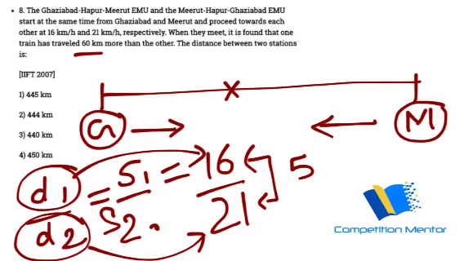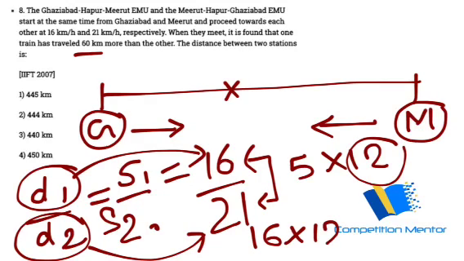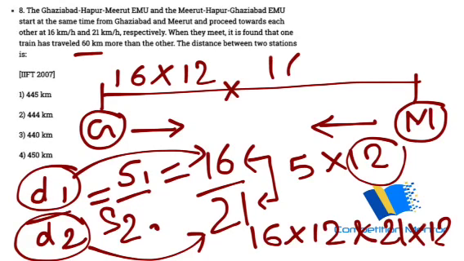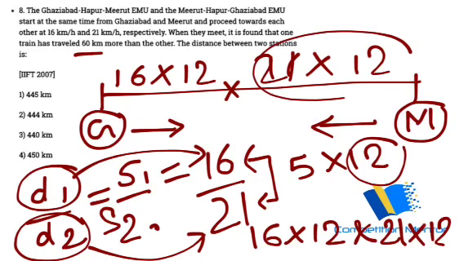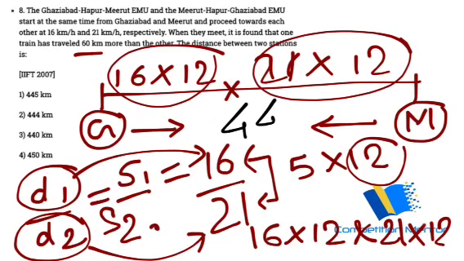So to have a gap of 60, you will need a multiplication factor of 12, right? When you multiply by 12, then you get 60, and hence 16 into 12 and 21 into 12. So you will get the distance between them as 16 into 12 at one part and 21 into 12 at the other. If you add them, that will be the distance, and that is 444. I hope the logic is clear why it is happening.